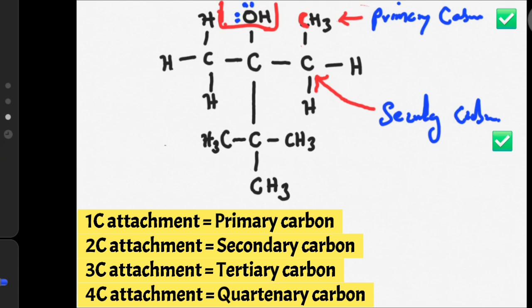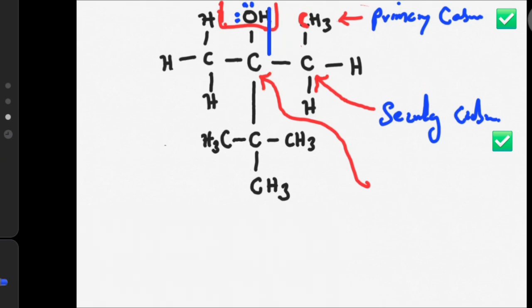Now let's look closely at the next carbon over here. What kind of carbon is it? If you look closely again, this carbon is attached to this carbon, it's also attached to this carbon, and also attached to this carbon. So since it is attached to 3 different carbons, we would say that this carbon is a tertiary carbon. Can you see that?